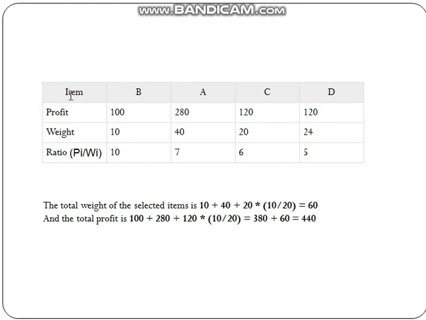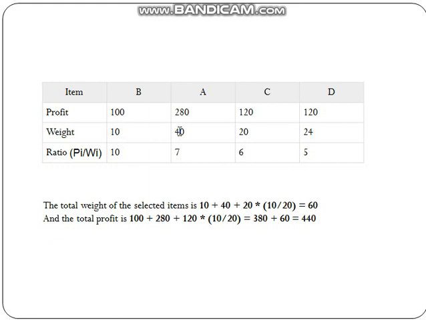First, we have to sort these items according to the ratio of Pi by Wi. The items are rearranged as B, A, C, D because Pi by Wi for B is 10, for A is 7, for C is 6, and for D is 5. First we take the first item, B, having weight 10, so the remaining capacity here is 50.